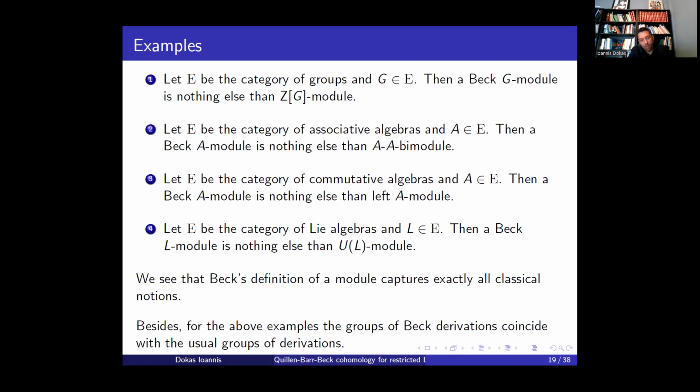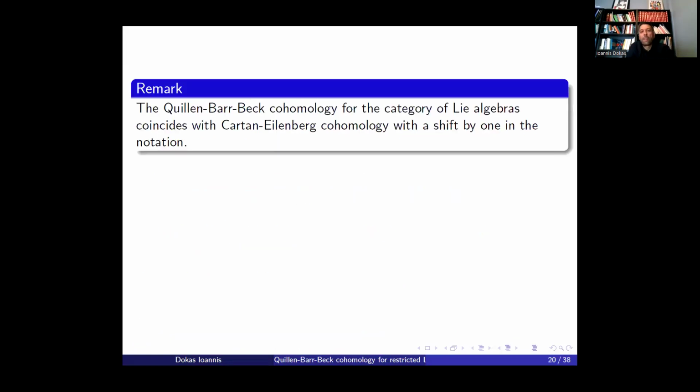Also, I can mention that the Quillen-Barr-Beck cohomology for our first example here is just the ordinary cohomology of groups. There is just a shift in the notation, but we get the same groups. If we take the second example, then Quillen-Barr-Beck cohomology gives Hochschild cohomology for associative algebras. Again, we have a shift in the notation. Quillen's theory for commutative algebras is the famous André-Quillen cohomology. And for the last example, which is of our interest because a restricted Lie algebra is a Lie algebra, we get the usual Cartan-Eilenberg cohomology with a shift by one in the notation.